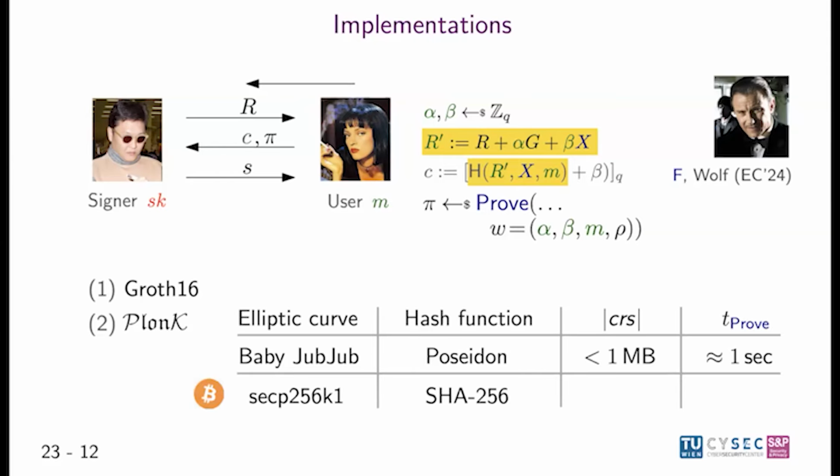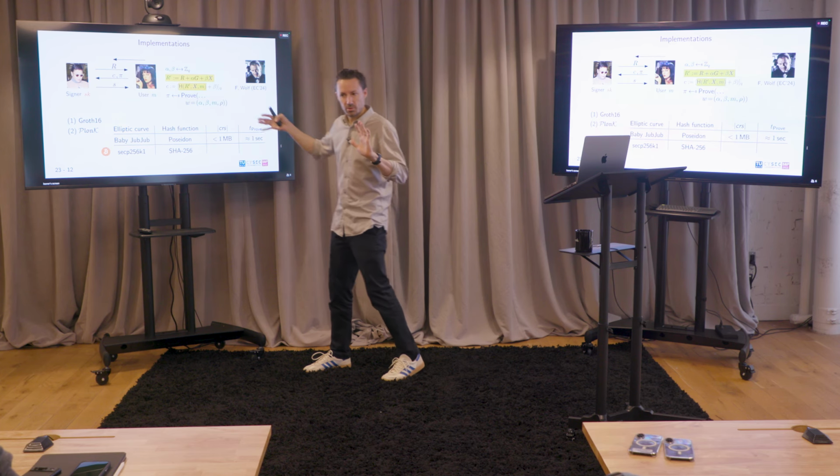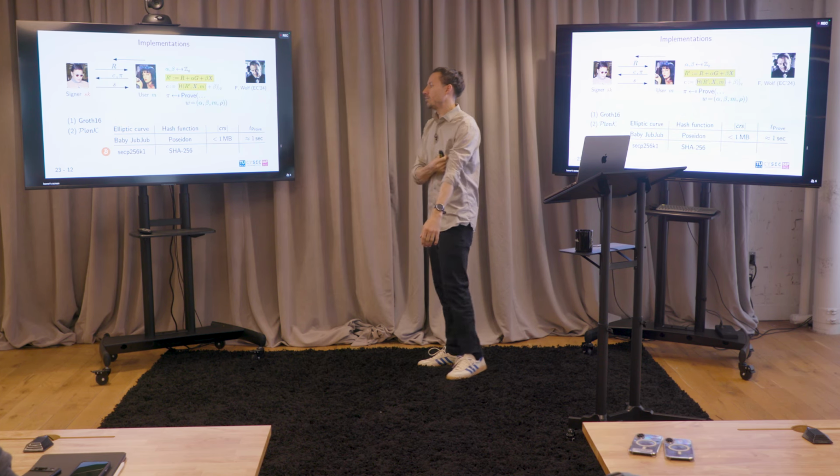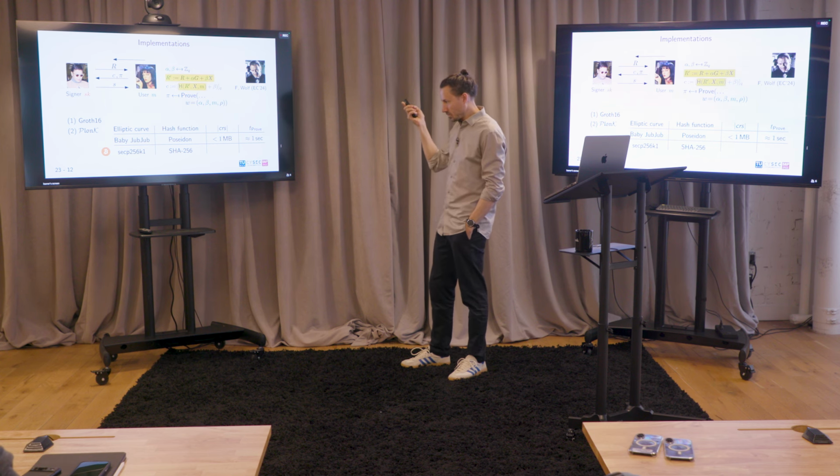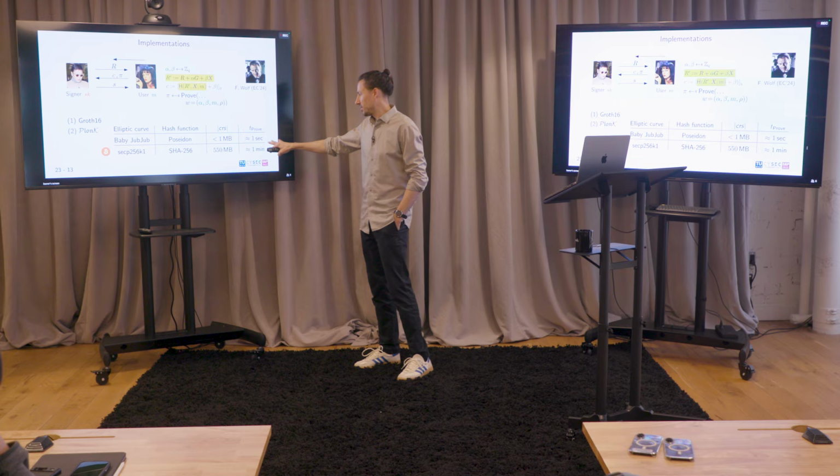So now we have to deal with the Bitcoin parameters, which is the SecP curve and SHA-2 as the hash function. And now, of course, things get ugly. The circuit representation of the statement has 1 million constraints in R1CS specification, and so your CRS becomes half a gigabyte, and the prover runs for a minute.